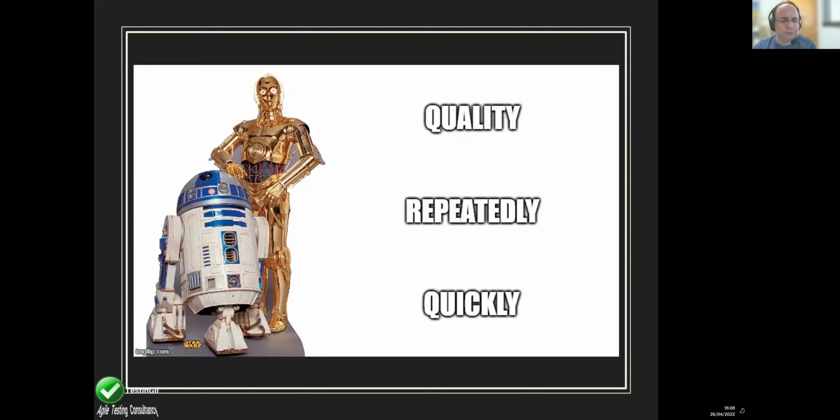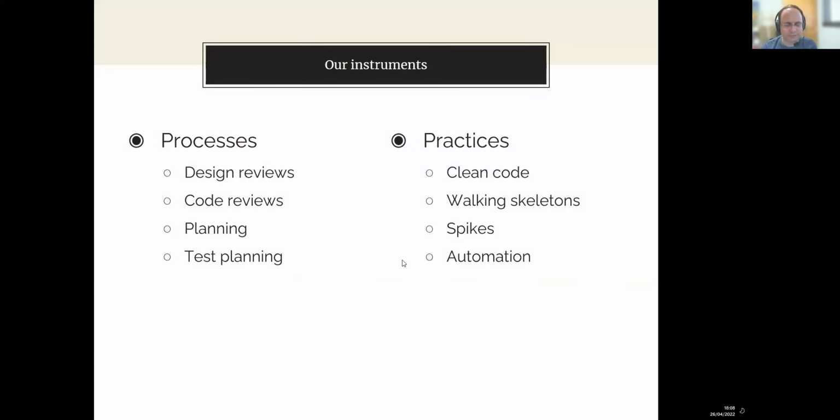If this is what we're focused on, automation is just one of the things that help us do that. Basically, we have in our bag of tricks processes and practices that help us do that. The processes are mainly the human ones.